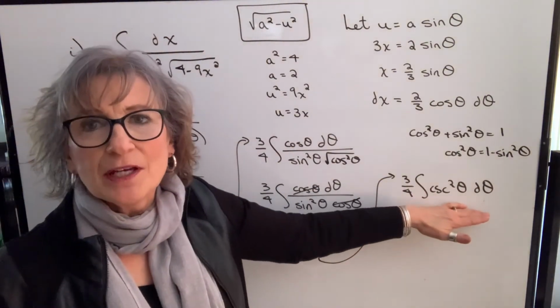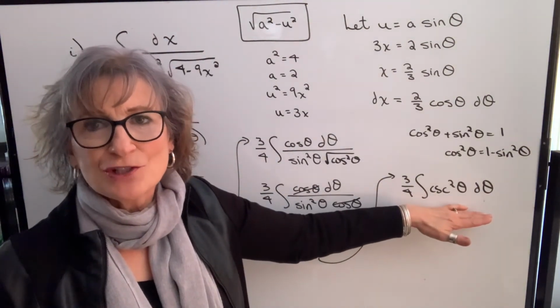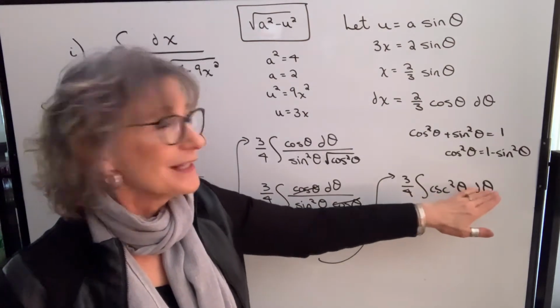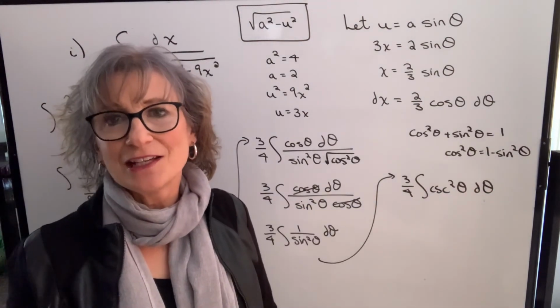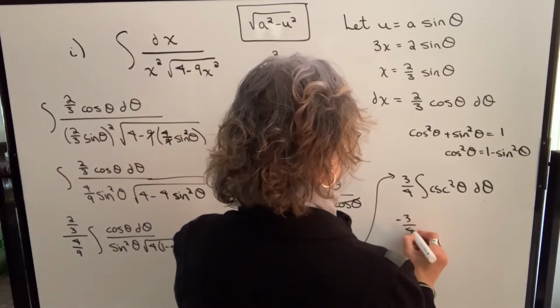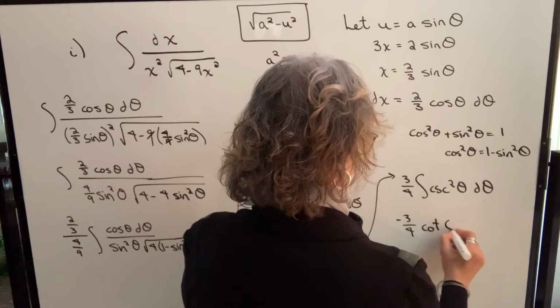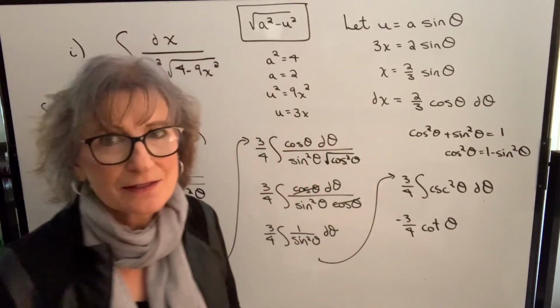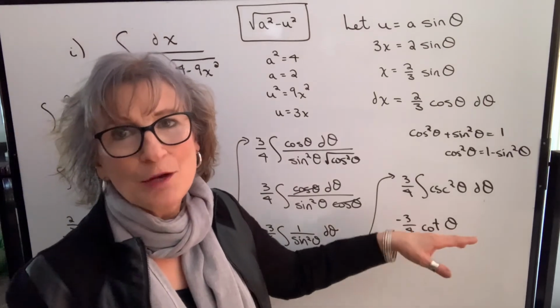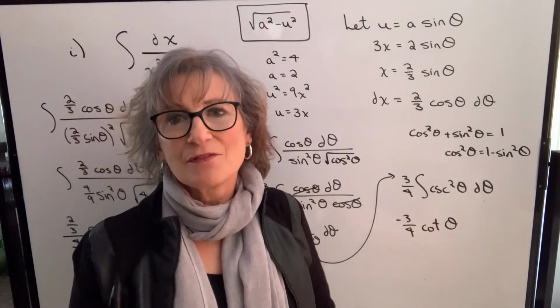This is one of my basic trig patterns for integration. I can find the integral of cosecant squared theta d theta. It's simply negative cotangent theta. So this integral will be negative 3/4 cotangent theta, and I'm not going to worry about my constant yet because I'm not done. I have my integral in terms of theta, but I want my integral in terms of x.